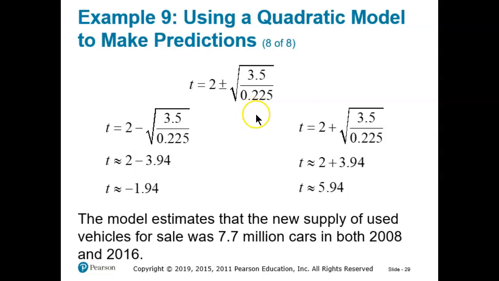Now, we divide that into both scenarios, the minus the radical and a plus the radical, and we get these approximations. And we get these approximations because it is t years since 2010. So when t is equal to a negative 0.94, that's about 2 years before 2010, which would be 2008. And then we get 5.9, which is about 6 years after 2010. And that's how they get the 2016. So our model says that we'll have 7.7 million cars for sale in both 2008 and 2016.